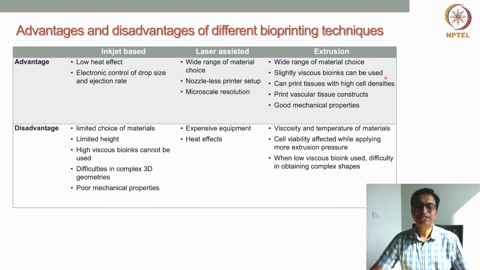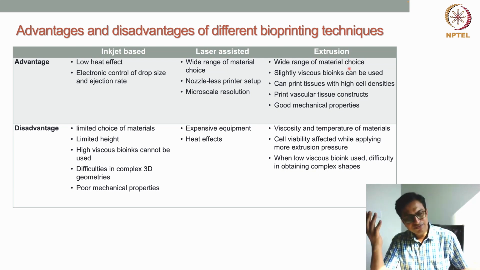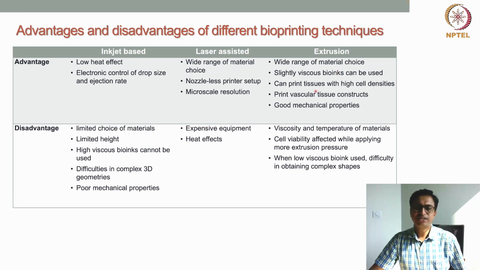Slightly viscous bioink can also be used. In this case, because we are extruding the material, slightly viscous bioink also can be used. That's another advantage. And we can print tissues with very high cell density.